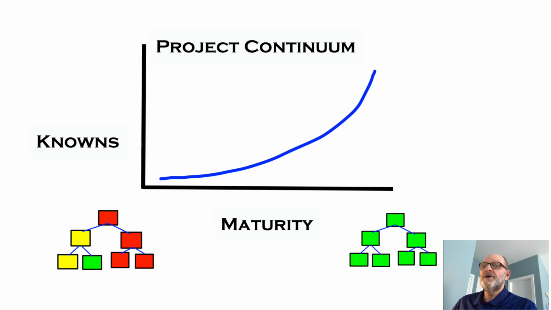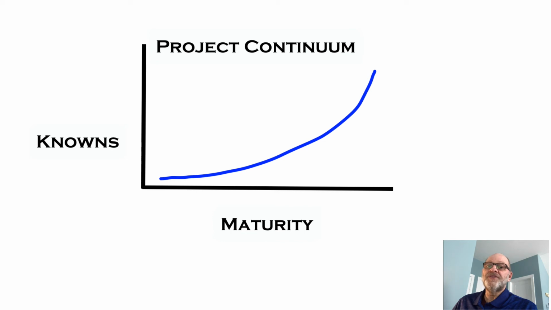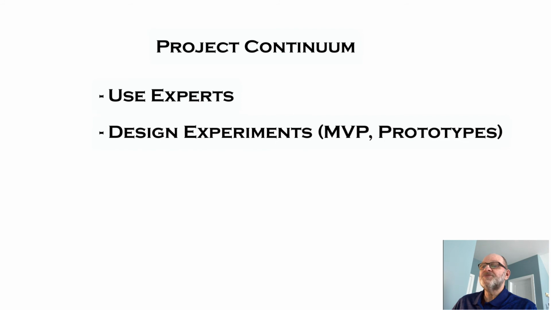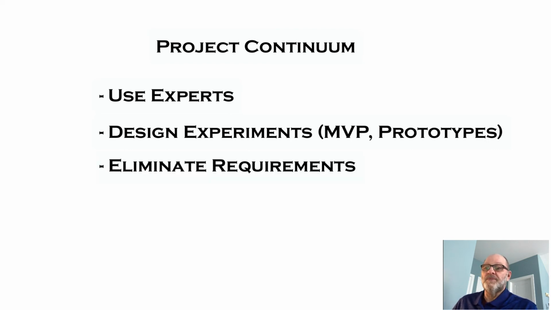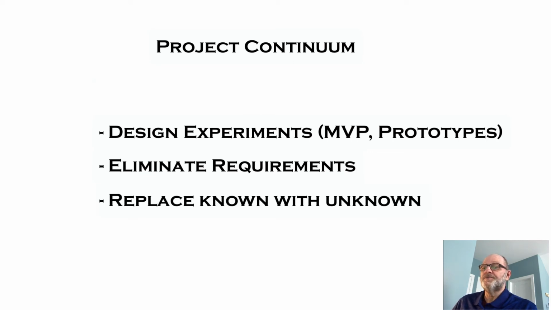To transform unknowns into knowns, we do what we are really good at. That's educating ourselves and learning about the task. And here are some methods that we have used. We use experts to understand tasks that team members have not done before or that they're unfamiliar with. Design experiments to uncover unknowns, such as using minimal viable products or rapid prototyping. Now, we also can eliminate requirements. We can replace an unknown with a known, something we do know how to do. And so, what else can you think of that might be used?